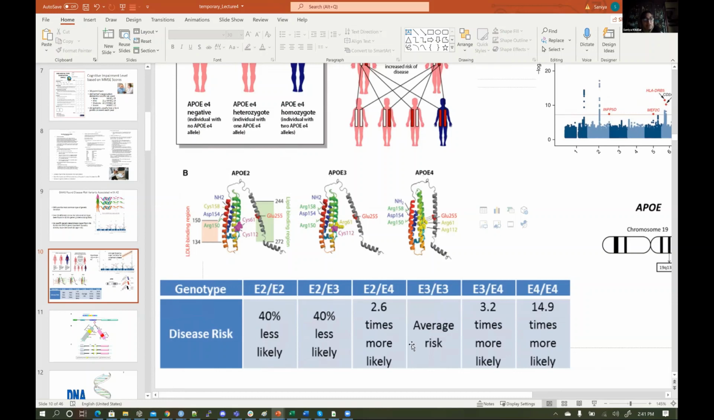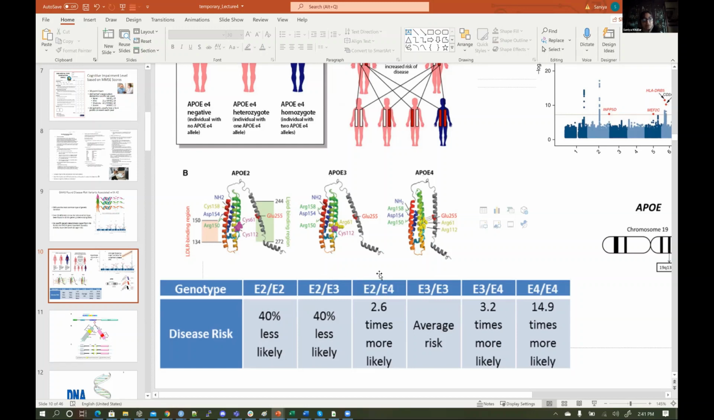If this is the average, typically most people tend to have E3 and E3. They tend to have this from one parent, this from another. E2 and E3 means you have this from one parent and this gene from the other parent. That's what this is meaning. We don't know if it's from mom or from dad, so we just write it like this: one from one parent, one from the other parent.